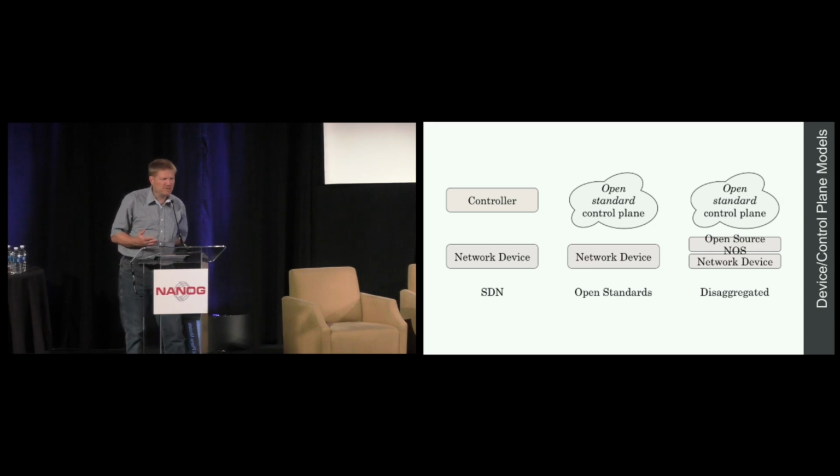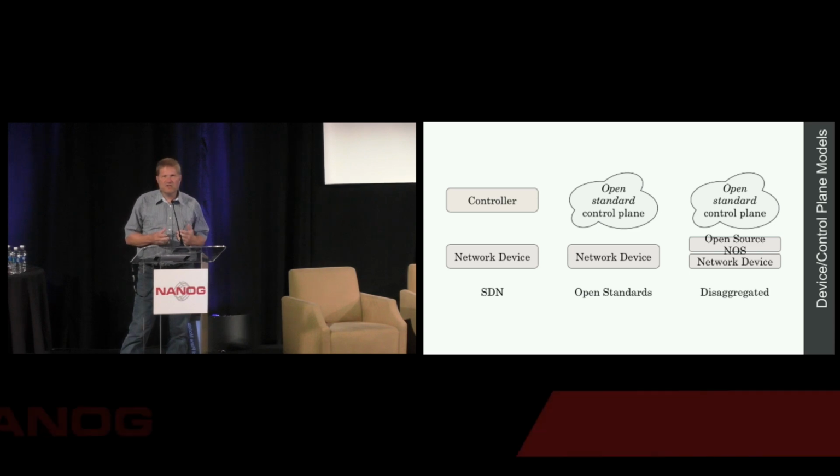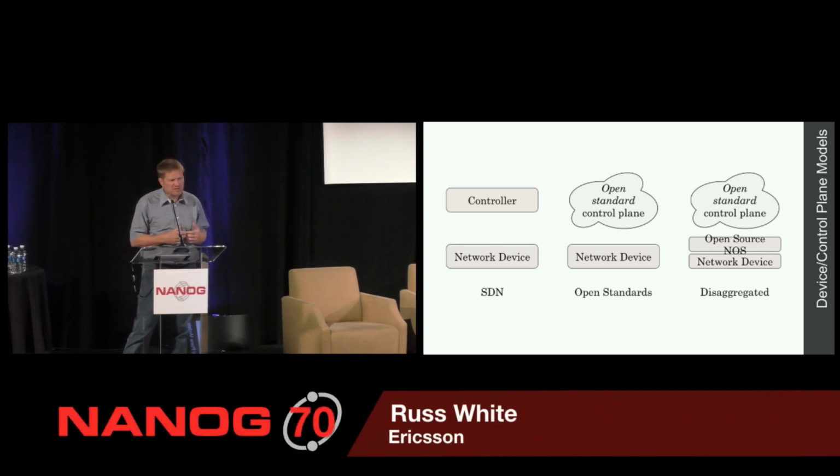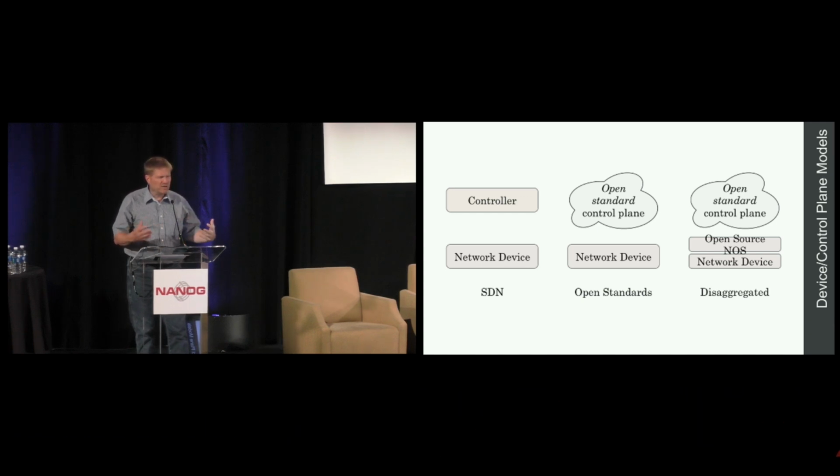talking about here, because some people may not be familiar with them. In SDN, of course, you have a controller and you have a bunch of network devices, and essentially you have this API that connects the controller to the network devices. In Open Standard Control Plane, you have the network device, and then you have an open standard control plane like BGP or OSPF or ISIS that is then running on all those devices and does all the interconnections, and you rely on something like the IETF to build those things.